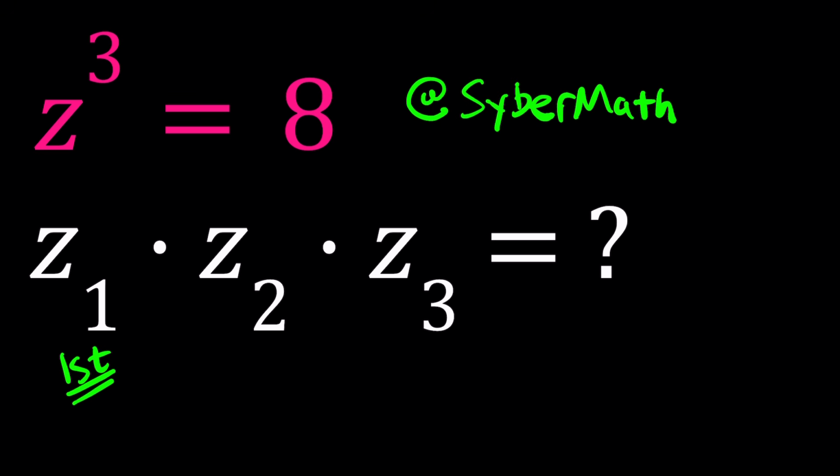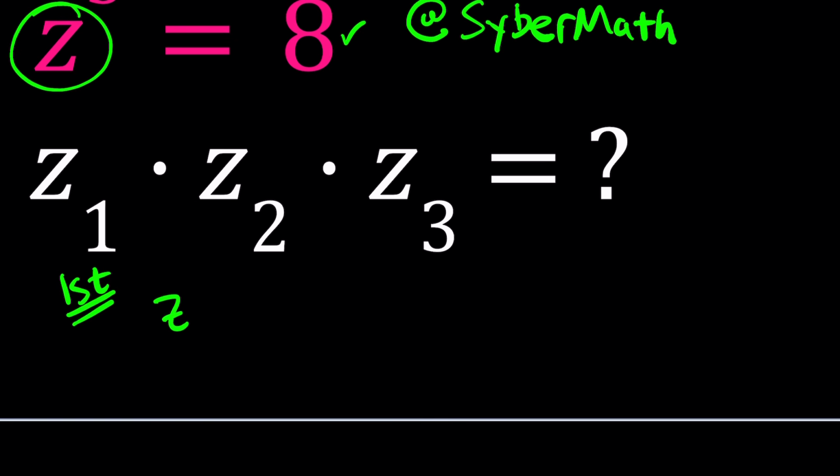All right, let's get going. To solve this problem, I'm going to try to solve for z. And basically, like I said earlier, this equation has three solutions. And then once I find all the solutions, I'm going to multiply them. How do you find these solutions? How do you solve z cubed equals 8? Well, isn't it just cube root both sides and you get z equals 2? That's true in the real world. In the complex world, we have two more solutions.